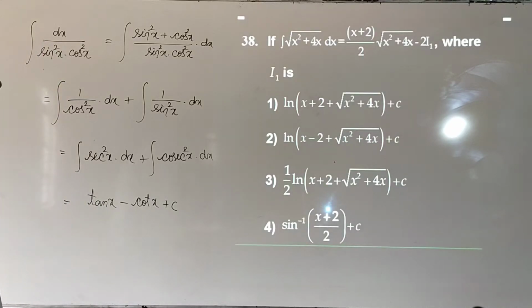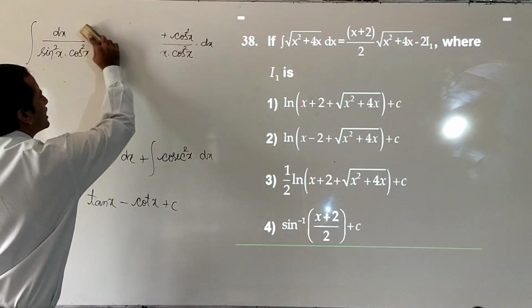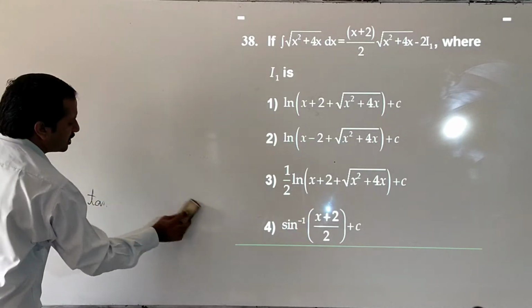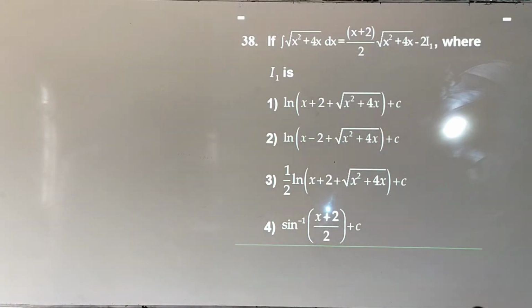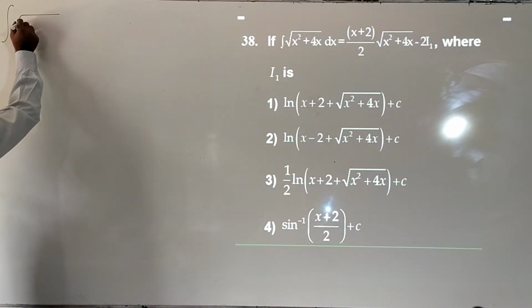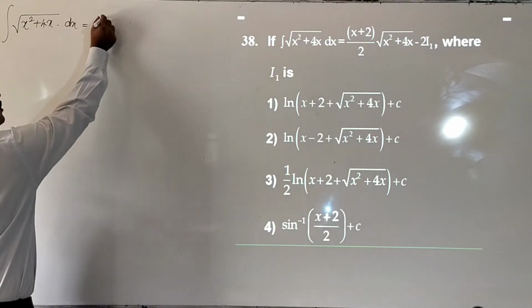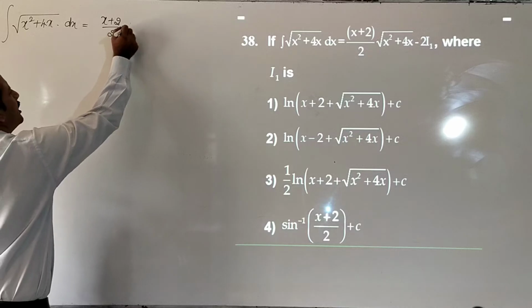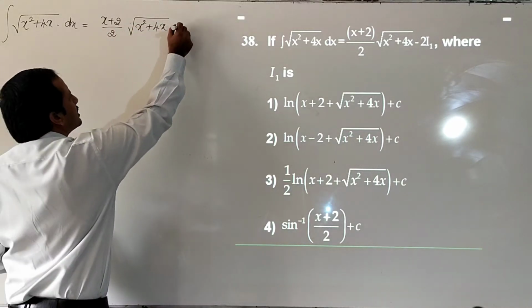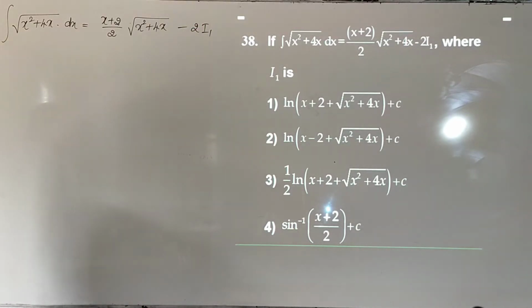Question number 38. If integral of root of x square plus 4x dx is equal to x plus 2 by 2 into root of x square plus 4x minus 2 i1, where i1 is... It is given that the integral of root of x square plus 4x dx is equal to x plus 2 by 2 into root of x square plus 4x minus 2 into i1. Then what is the value of i1? That's what we have to find out.